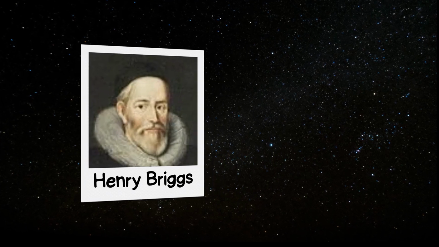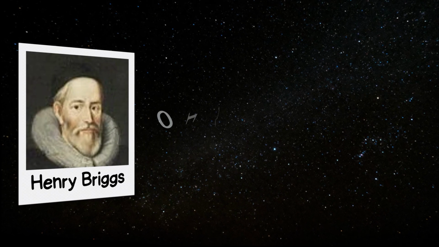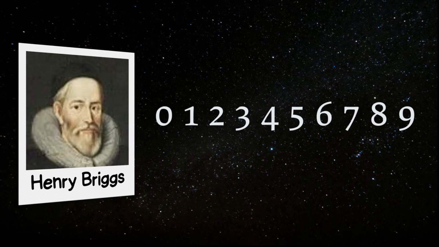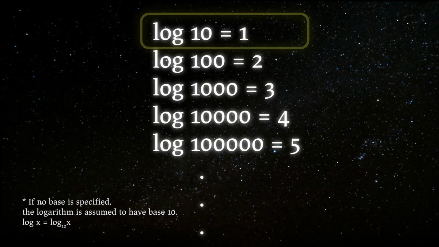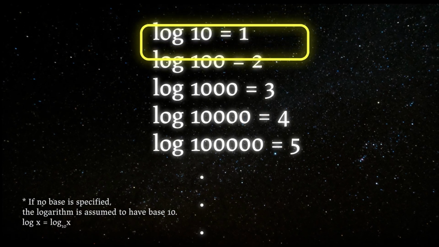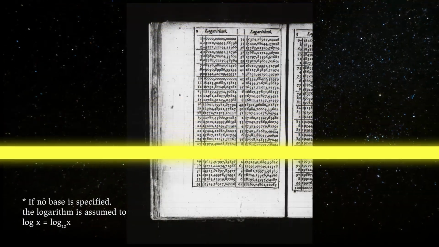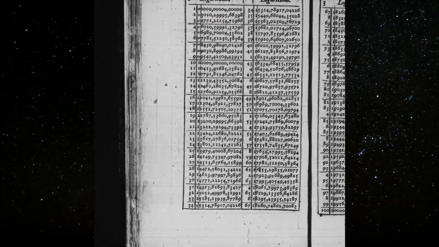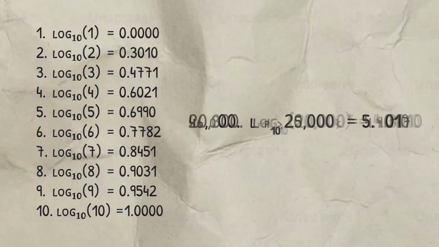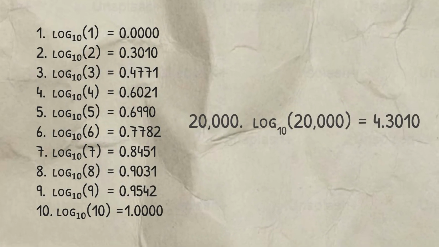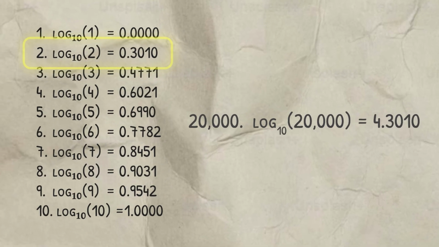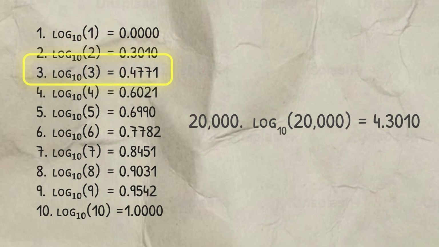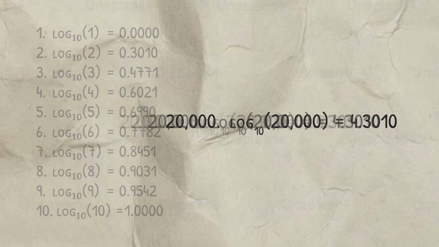Briggs saw the incredible potential of logarithms if they could be grounded in our base 10 number system. He convinced Napier to shift the table so that the logarithm of 10 was 1, the logarithm of 100 was 2, and so on. Briggs created logarithm tables for base 10 from 1 to 20,000, including every single number. He calculated everything by hand, figuring out which power of 10 gives the value of 2, then 3, then 4, all the way up to 20,000.